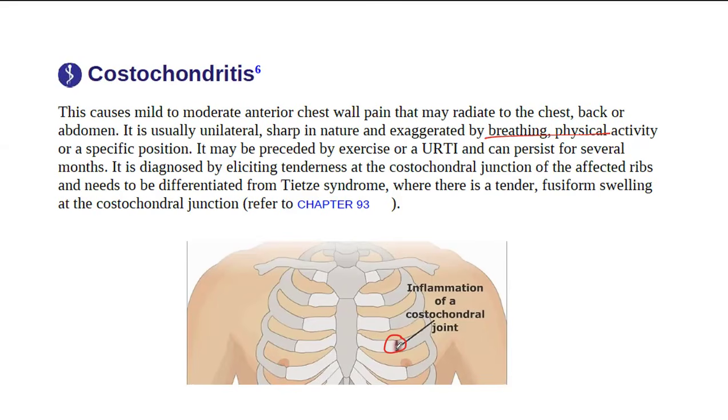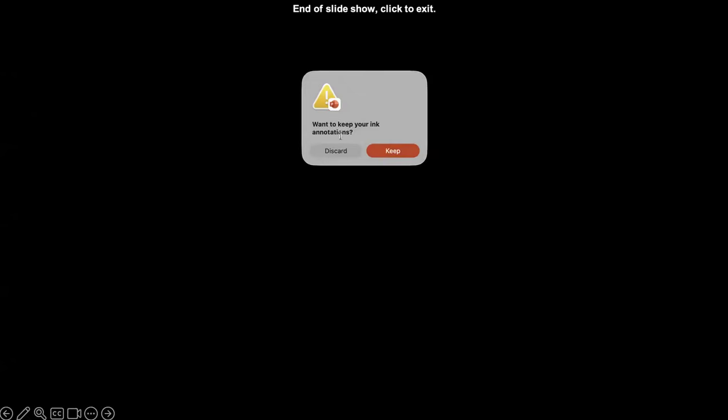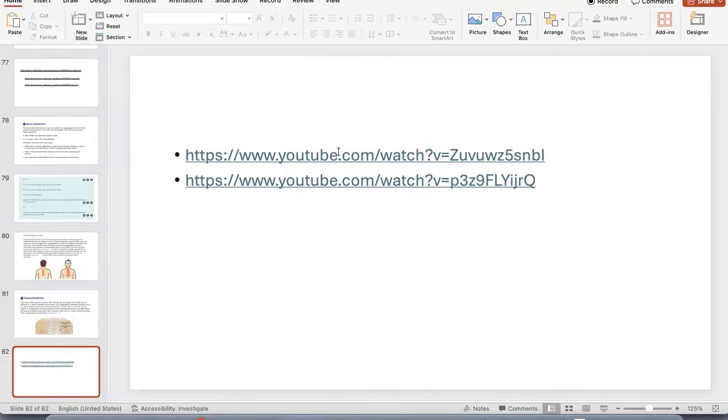So if you find that the patient has a specific chest pain at a specific point, and there is tenderness on the costochondral junction, that is costochondritis. Okay? And treatment is usually anti-inflammatories. So that's all about the cardiac chest pain class.